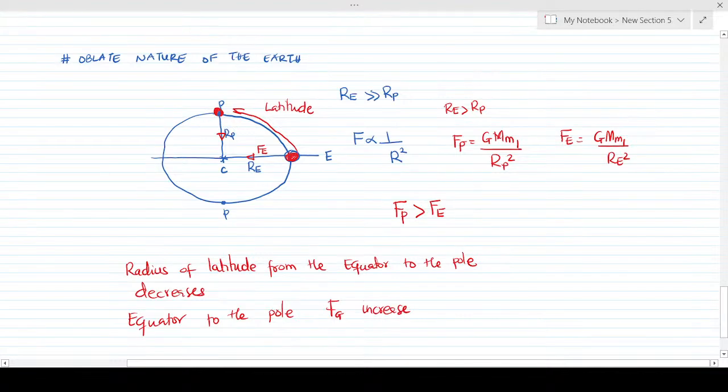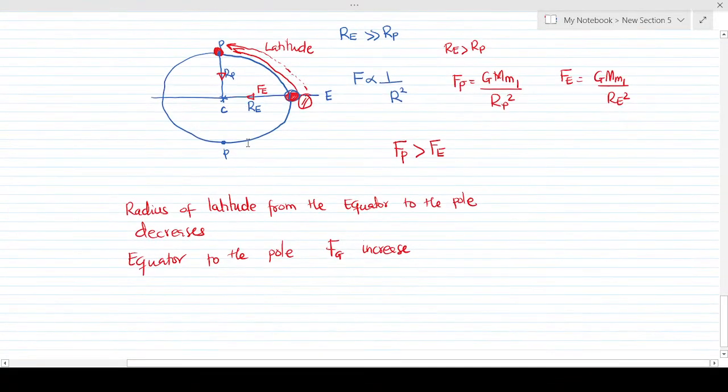As simple as that. So here it's considered as the least, but as it moves from the equator towards the pole, it is increasing. Do you get it? So points at the pole are closer to the center of the earth and therefore experience a greater force than the points at the equator. So this is the first variation that is caused by the oblate nature of the earth.